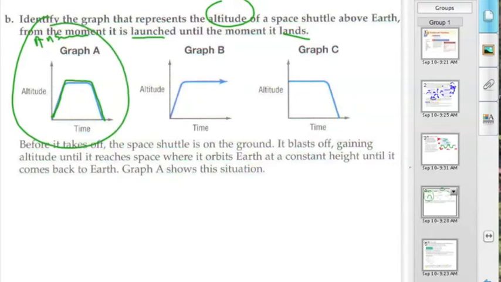Now, the reason it's not B is from the time it launches, it goes up, it orbits, and then it never lands. The arrow means it just stays in outer space. So this is no. Graph C, altitude. Well, that means the space shuttle is already in outer space, and then it lands. So there's no launch. That's why it's no. All right, so there's that part.